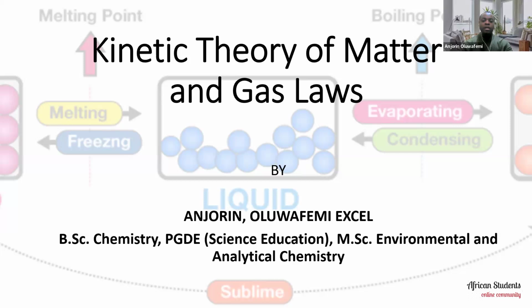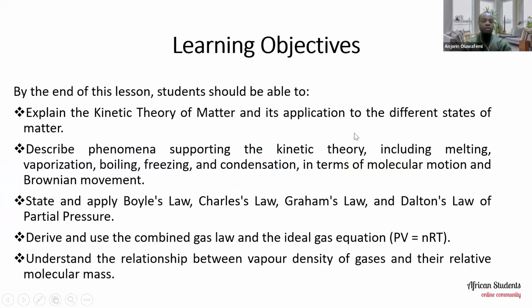Our learning objectives are the following. By the end of this lesson, students should be able to explain the kinetic theory of matter and its application to the different states of matter. Students should also be able to describe phenomena supporting the kinetic theory, including melting, vaporization, boiling, freezing, and condensation in terms of molecular motion, and then Brownian movement.